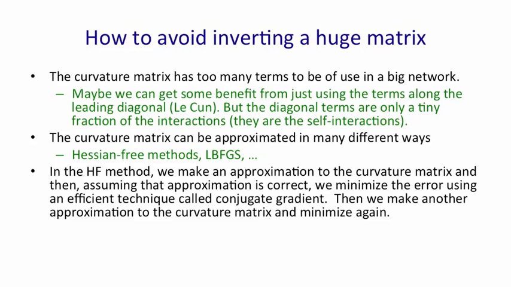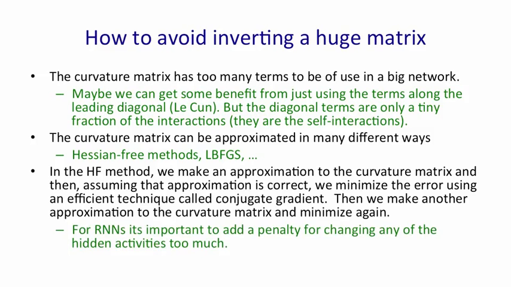In the Hessian free method, we make an approximation to the curvature matrix, and then we assume that the approximation is correct. So we assume we know what the curvature is, and that the error surface really is quadratic. And then, starting from wherever we are now, we minimize the error using an efficient technique called conjugate gradient. Once we've done that, once we've got close to a minimum on this approximation to the curvature, we then make another approximation to the curvature matrix, and we use conjugate gradient to minimize again.